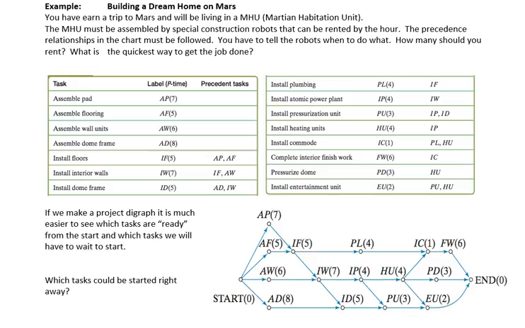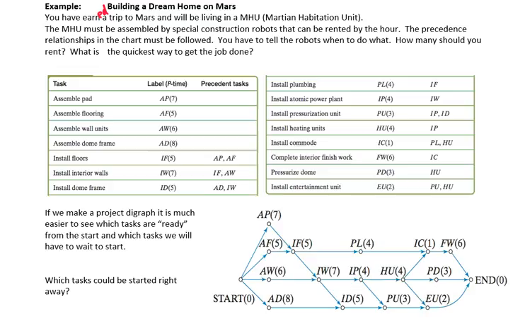You have earned a trip to Mars and will be living in a Martian habitation unit. The MHU must be assembled by special construction robots that can be rented by the hour. The precedence relationship in the chart must be followed. You have to tell the robots when to do what. How many should you rent, and what's the quickest way to get the job done?